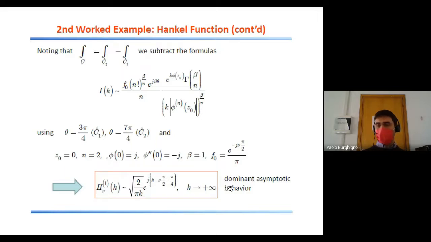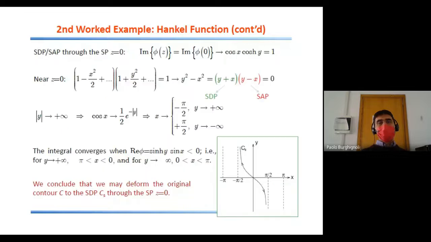Okay, this was just to place this in the context of waves. Now, let us examine a bit more closely the actual shape of the steepest descent contour. This can be done by enforcing that the imaginary part of phi be equal to the imaginary part of phi evaluated at the saddle point, and this gives you the explicit equation for the steepest descent contour, that is the cosine of x times the hyperbolic cosine of y must be equal to 1.